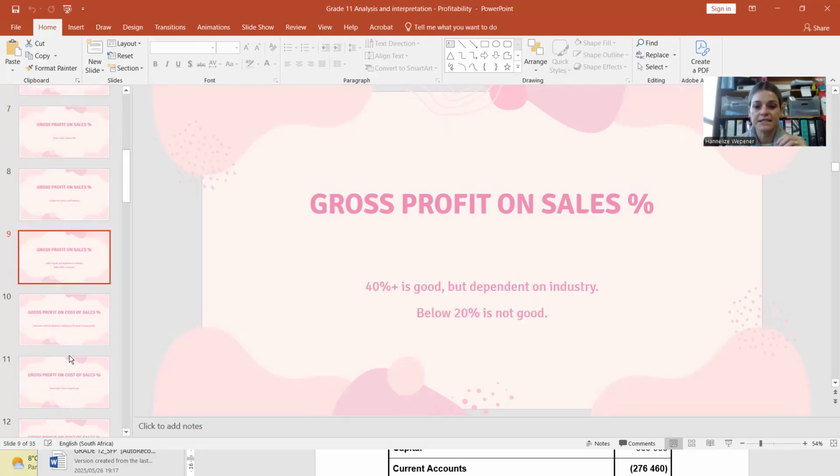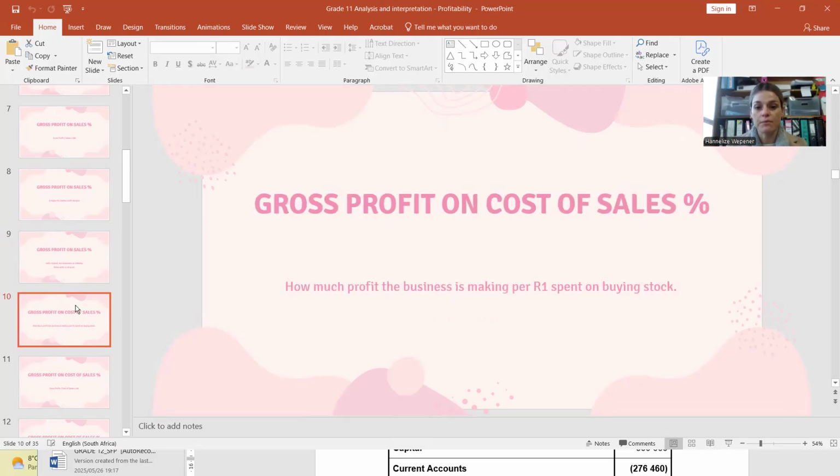And we're going to say that 40% is good, but we will play with the range of 20 to 40. So anything above 20, we will be satisfied, but 40 plus is excellent. We do not want to drop below 20%. And what this is telling us, like I said, is how much profit we are making before taking into account operating expenses and interest expense. So how much profit are we making per R1 stock that we are buying?